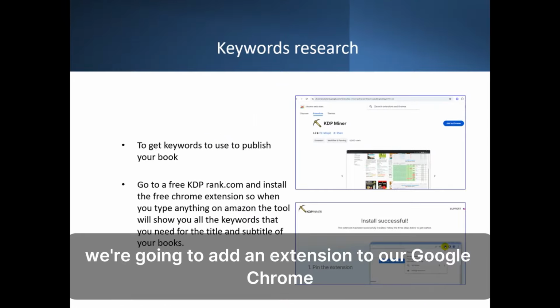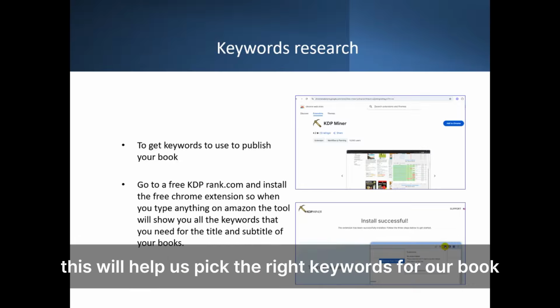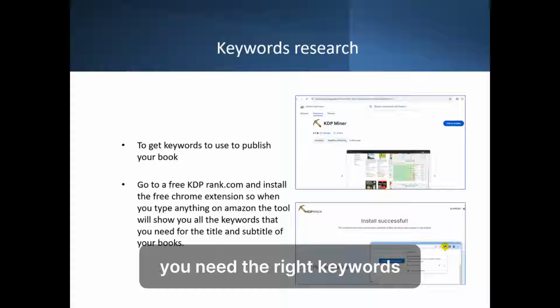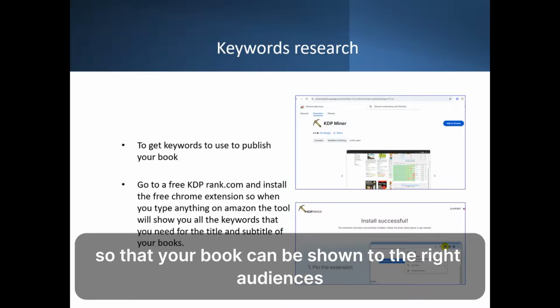And then we're going to add an extension to our Google Chrome browser. This will help us pick the right keywords for our book. Depending on the niche, depending on the book you're creating, you need the right keywords so that your book can be shown to the right audiences.